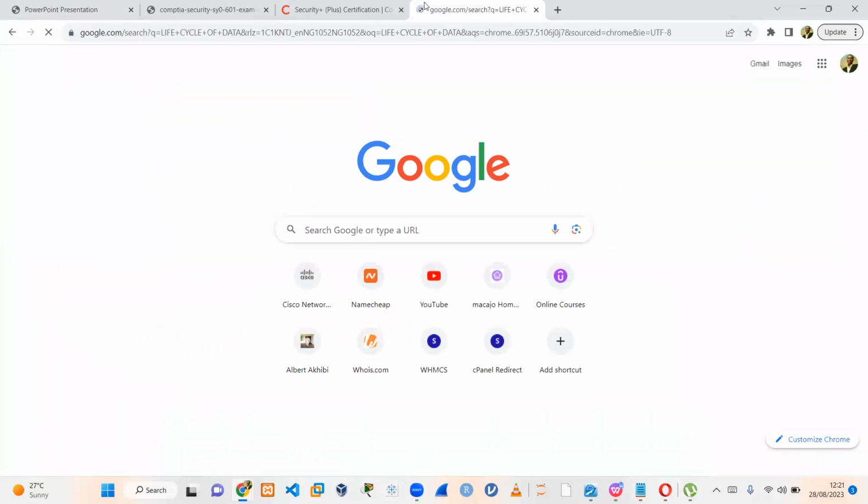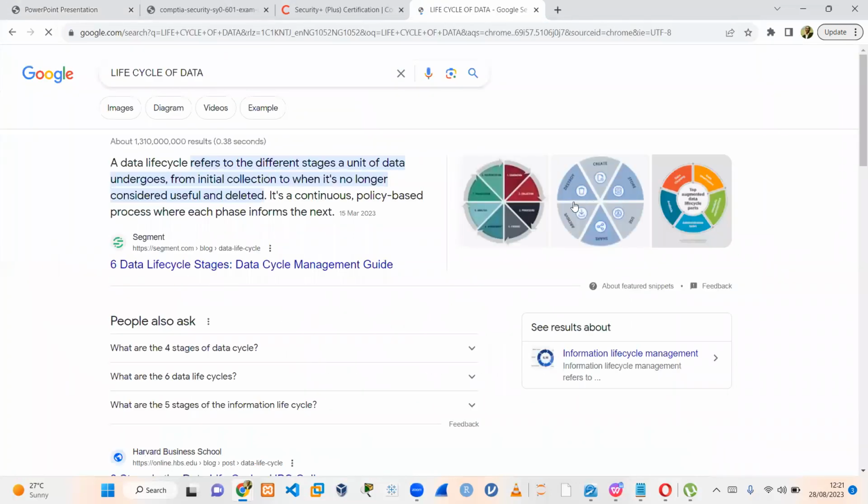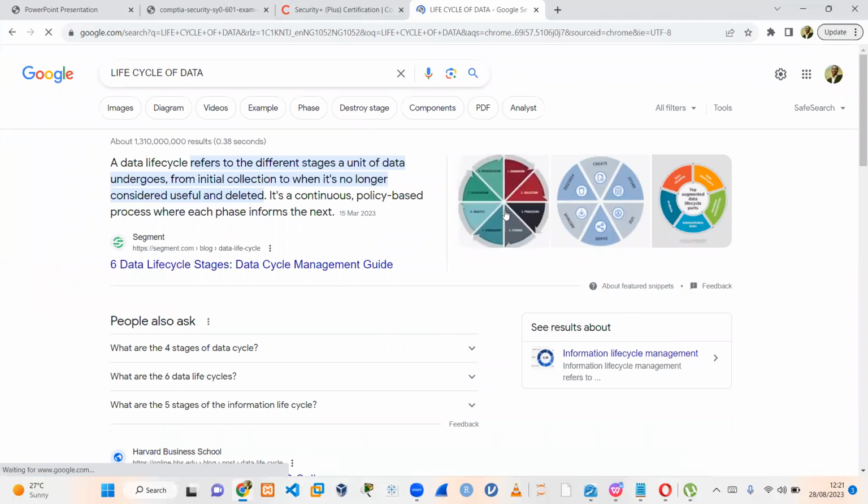Life cycle of data. So I think I have something nice here.